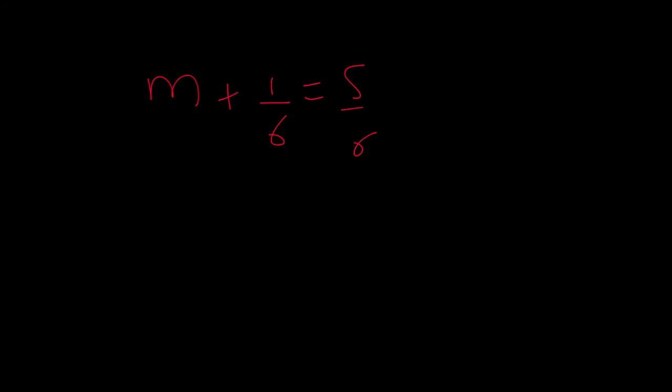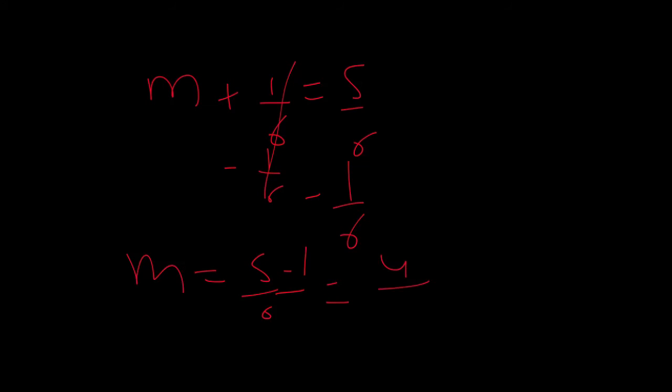Since subtraction undoes multiplication, you'd write minus 1/6, which crosses out 1/6. So n equals 5/6 minus 1/6, which is 4/6, or 2/3.